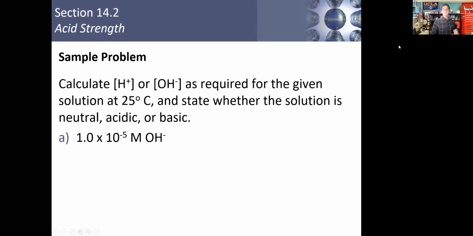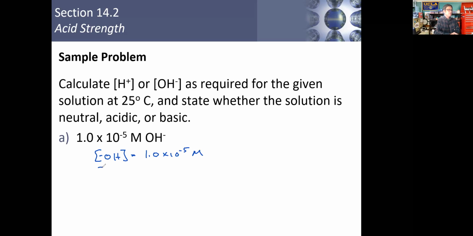And from that, when we talk about pHs tomorrow, we can determine the pH of a solution as well. Okay, so we have a solution that has a hydroxide ion concentration of 10 to the minus 5. Let's write this down. So the concentration of hydroxide ions here is going to be equal to 1 times 10 to the minus 5 molar.